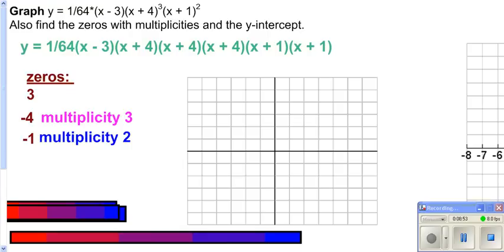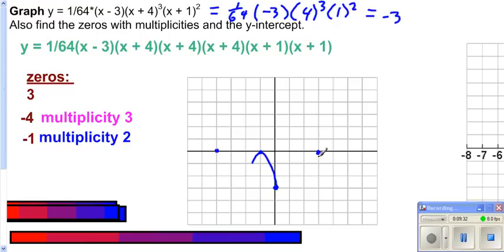So then when you plug in 0 here, you're going to get your 1 over 64 times a -3 times your 4 cubed, which is 64, times your 1 squared, so 1 squared doesn't change it. Your 4 cubed is 64. That undoes your 1 over 64, so you get -3. So we know we cross at -3. We have our zeros at 3, at -4, and at -1.